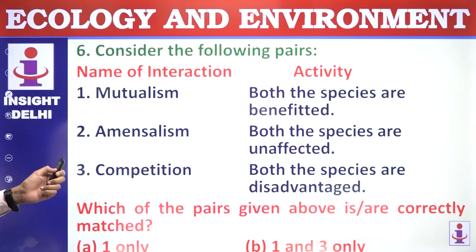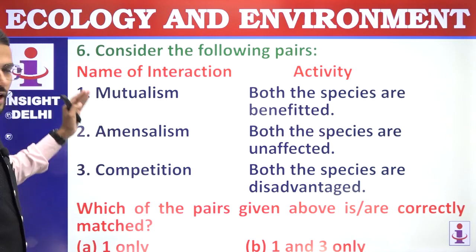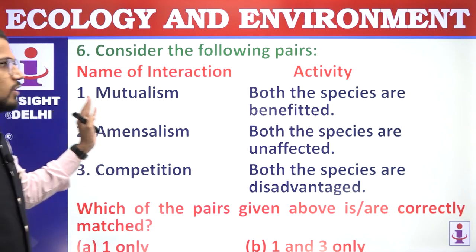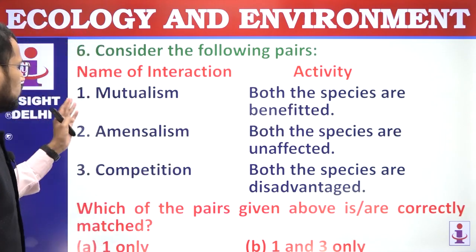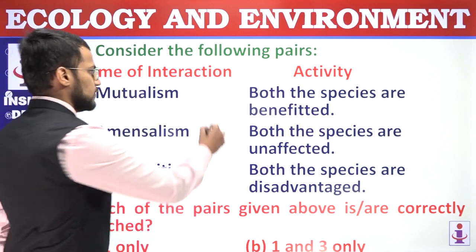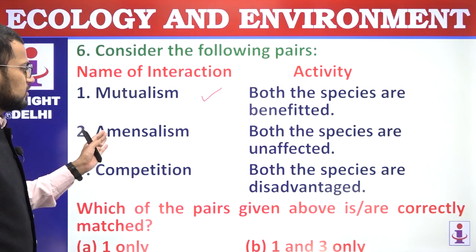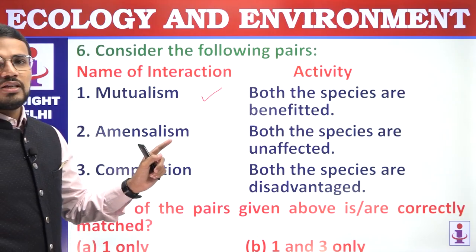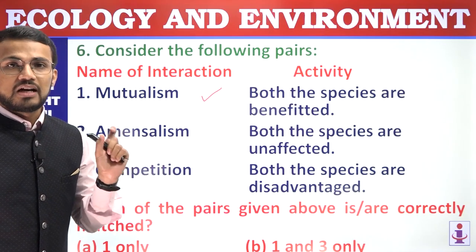Sixth now, consider the following pairs. So a very simple question. We have these biotic interactions and we are supposed to find out the activities that they explain. So in mutualism, it is matched with both the species are benefited, which is correct. Right? In mutualism, both the species are benefited. In amensalism, what happens? One species is affected negatively and other remains unaffected.